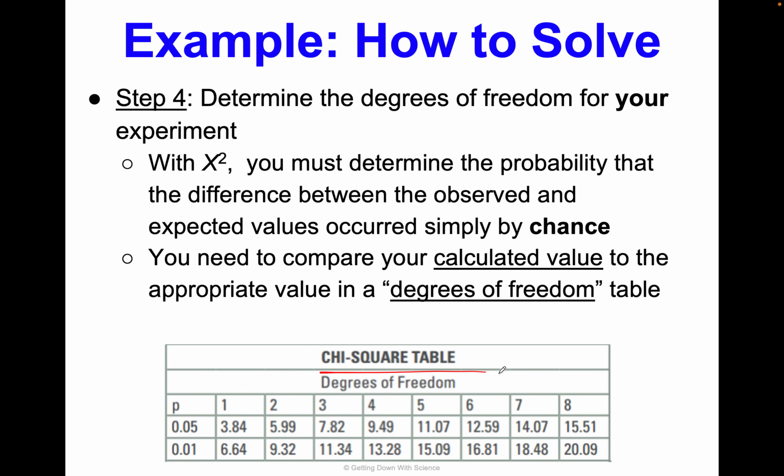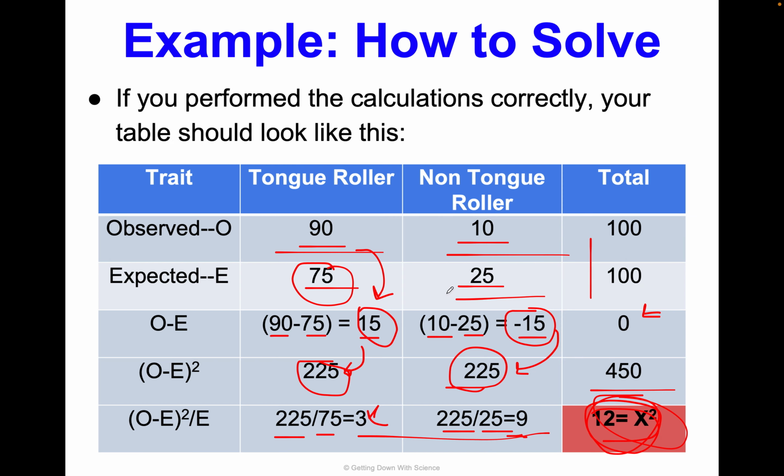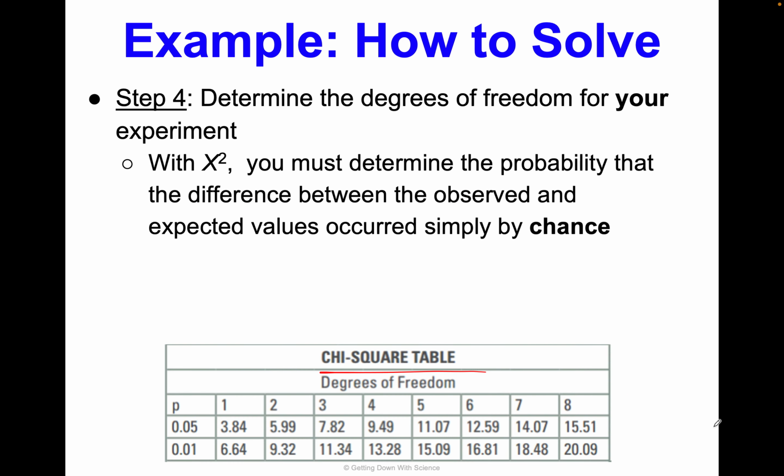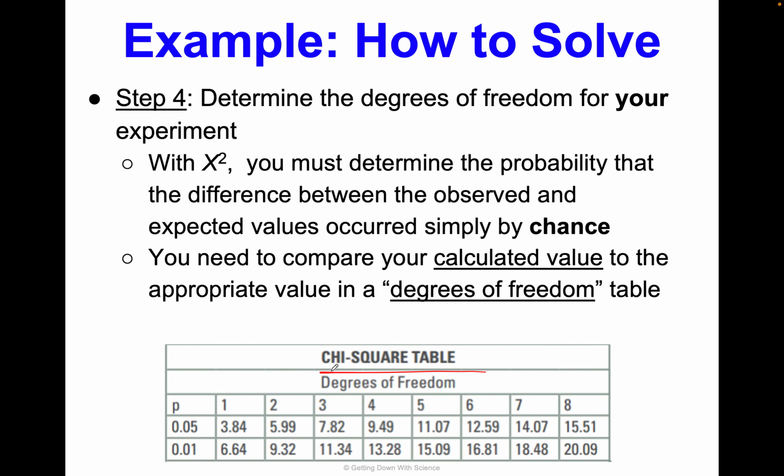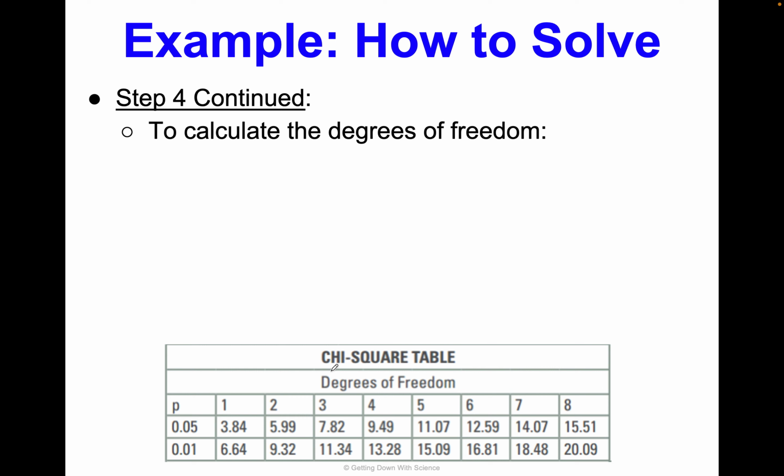With our chi-square, you must determine the probability that the difference between the observed and the expected values occurs simply by chance. You need to compare your calculated value to the appropriate value in the degrees of freedom. So remember, we have this x squared value from over here. Now we take this and we're going to compare it to this table. Here's how we calculate our degrees of freedom. Don't ask me why, I don't know. This is just the way we do it.